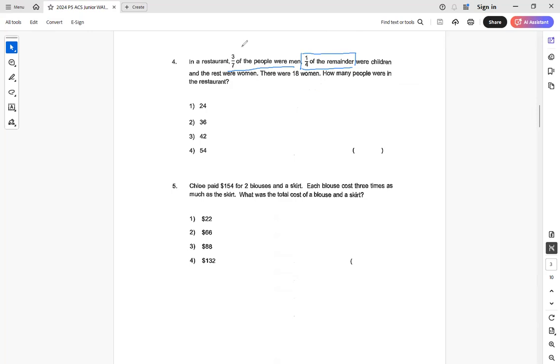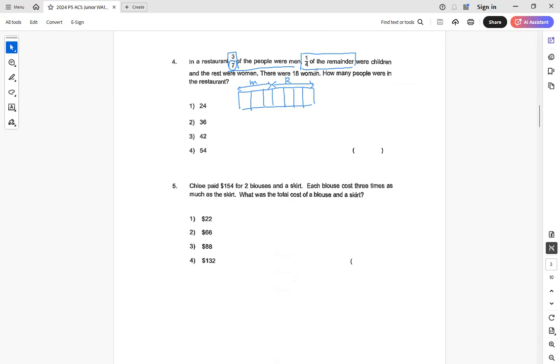But for the model, we always look at the first fraction first. How many units must we draw? We look at the denominator. The total is 7 units. So I'll go ahead to draw a model with a total of 7 units. All right, so this total of 7. 3 out of 7 of the people were men. So I'm going to label 3 units will be men. This here, okay, will be my remainder. Here, I'll label it as R, okay?